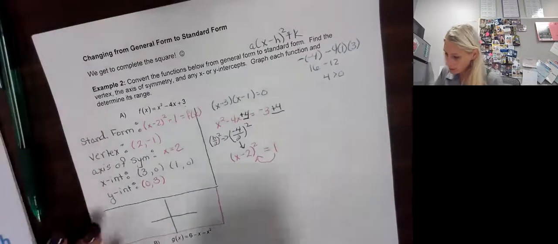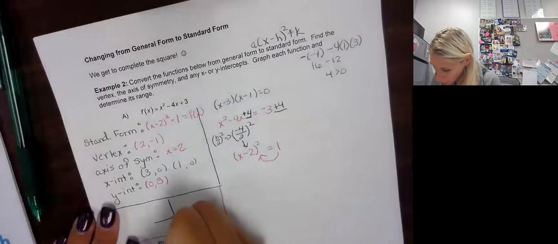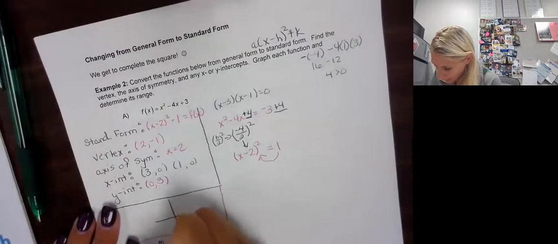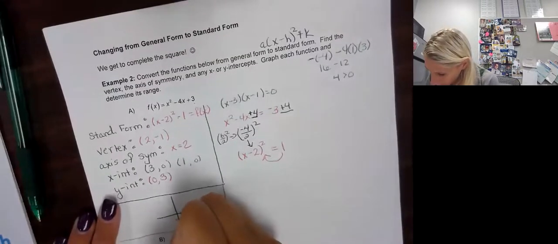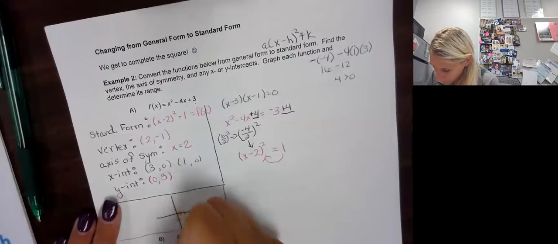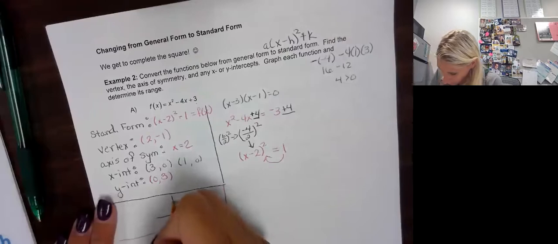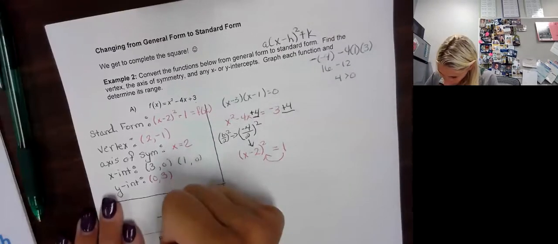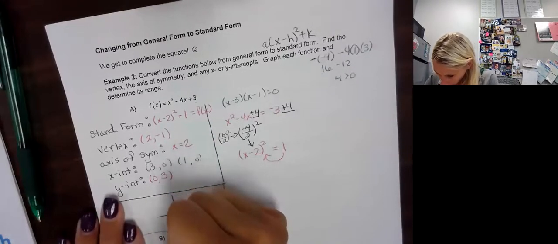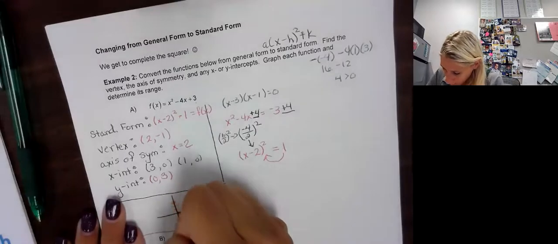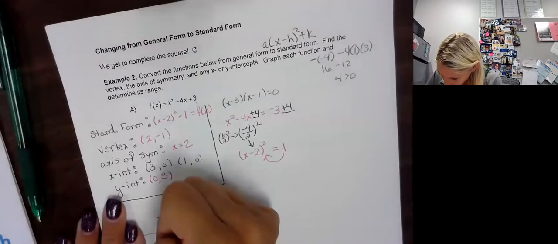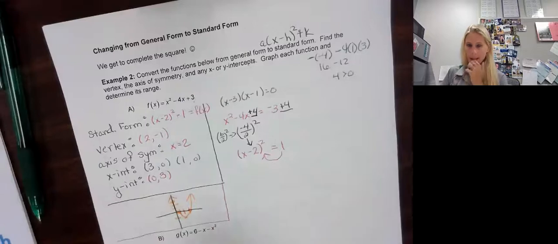Let me do this. So the vertex is at 2, -1. Our x-intercepts are at 3, 1. And our y-intercept is at 3. So here is our parabola. There we go. And we're all set there.